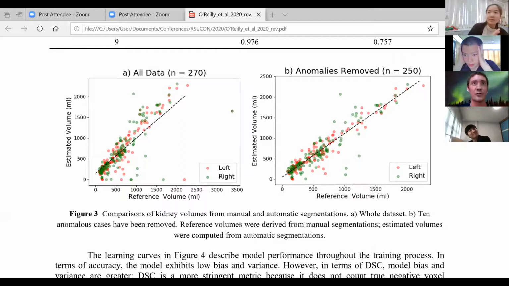But it's quite straightforward to separate them because they tend to be in the left and right sides. So if the center of mass of that volume is in the left-hand side, then we say it's the right kidney, and if it's in the right-hand side, we say it's the left kidney.